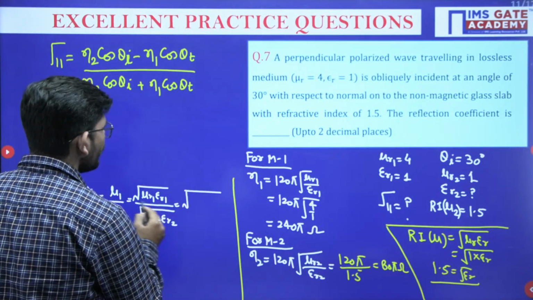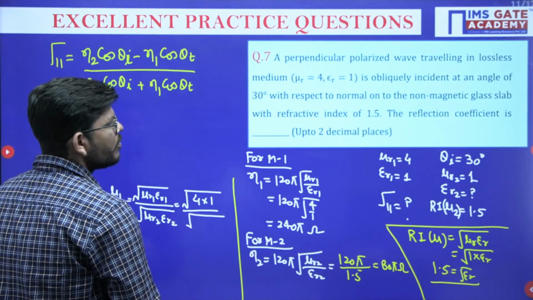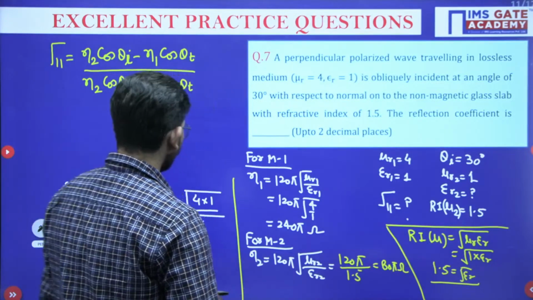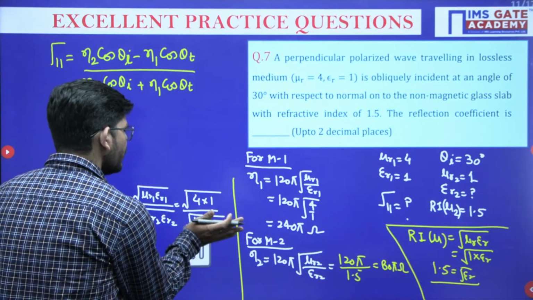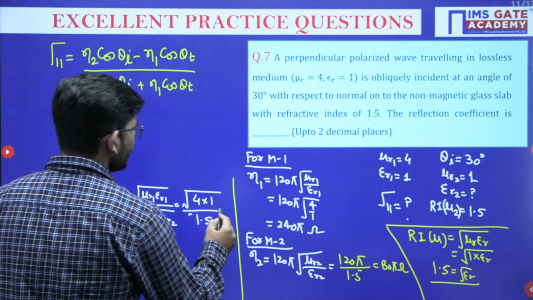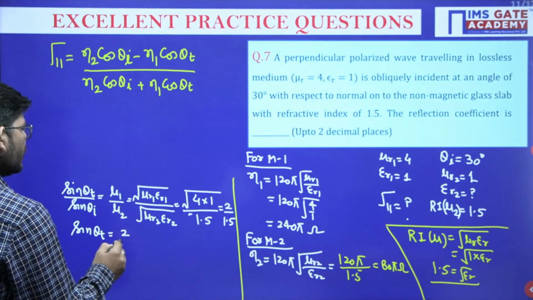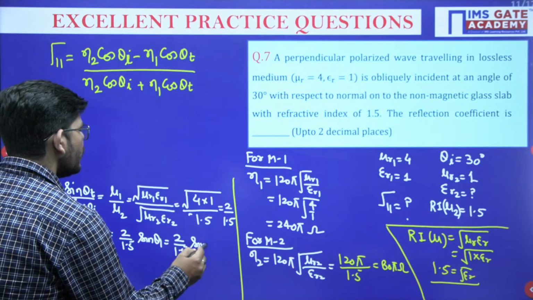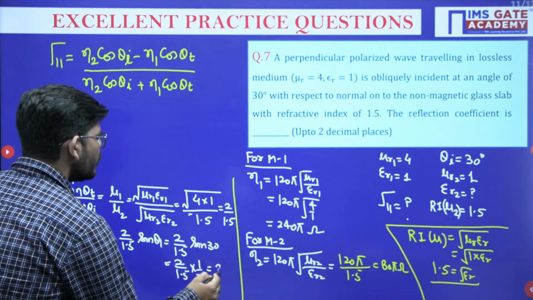How much will we be getting? Under root, mu r1 epsilon r1 is 4 into 1, divided by mu r2 epsilon r2. What is mu r2? This is 1. What is epsilon r2? Under root epsilon r2 will be 1.5, so we can directly write 1.5 here. This gives us 2 upon 1.5. So sine theta t will be 2 upon 1.5 sine of theta i, which is 2 upon 1.5 sine of 30, or 2 upon 1.5 into 1 by 2. So we will be getting 2 by 3.